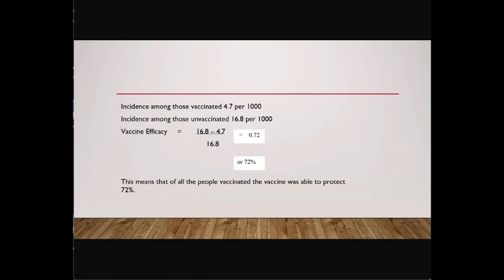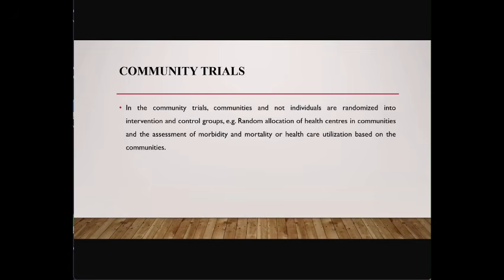And this means that of all the people vaccinated, all the children vaccinated, the vaccine was able to protect 72% of them. That is fair, the vaccine is able to protect 72, which means the vaccine did not protect everybody. The vaccine did not protect 100%. That vaccine was able to protect 72 of every 100 that took it, right? So that's vaccine trial, or vaccine efficacy trial.